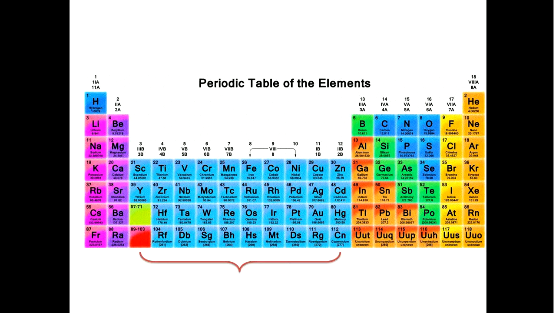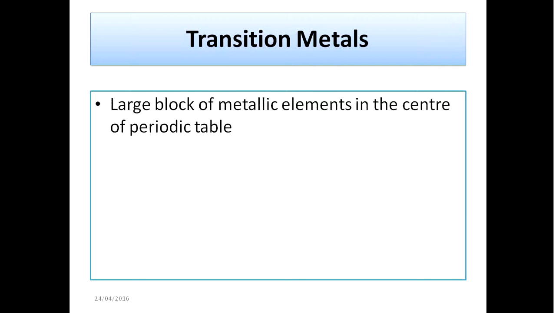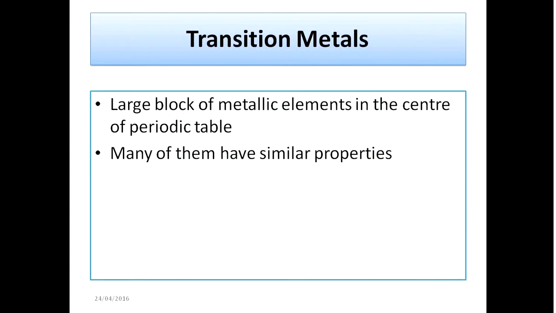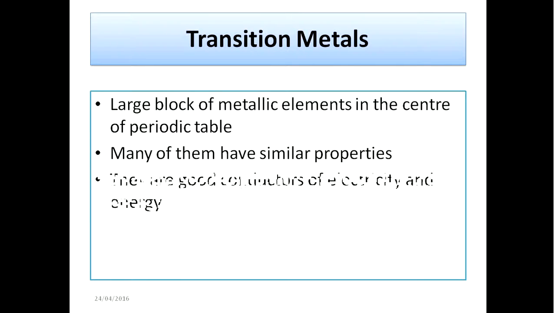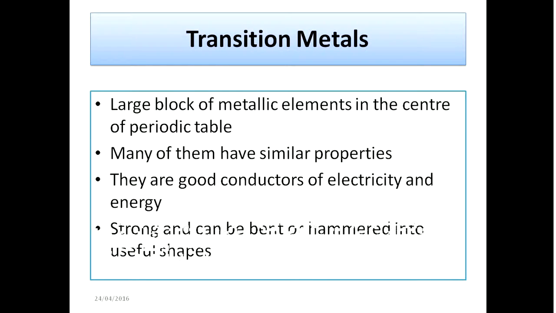The area highlighted by the arrow is known as transition metals. Transition metals are a large block of metallic elements in the center of the periodic table. They have many similar properties. They are good conductors of electricity and energy. They are strong and can be bent or hammered into useful shapes.